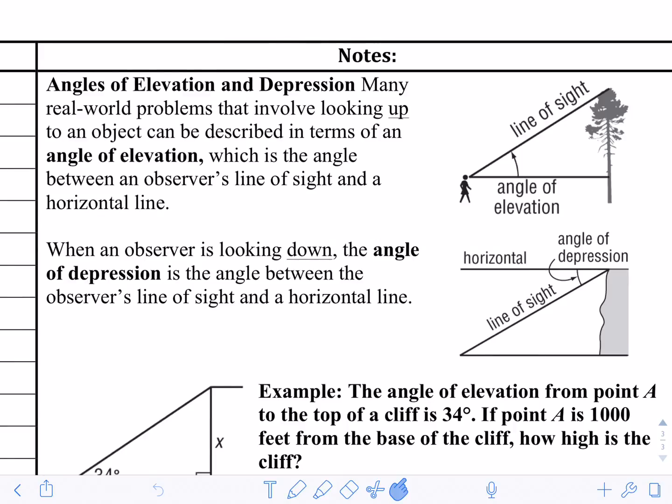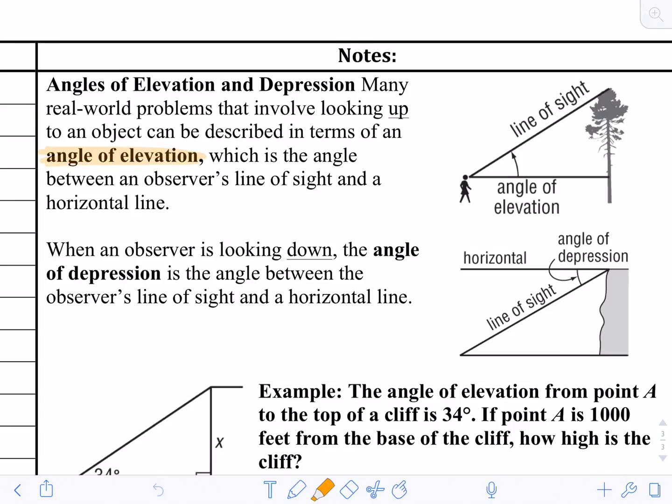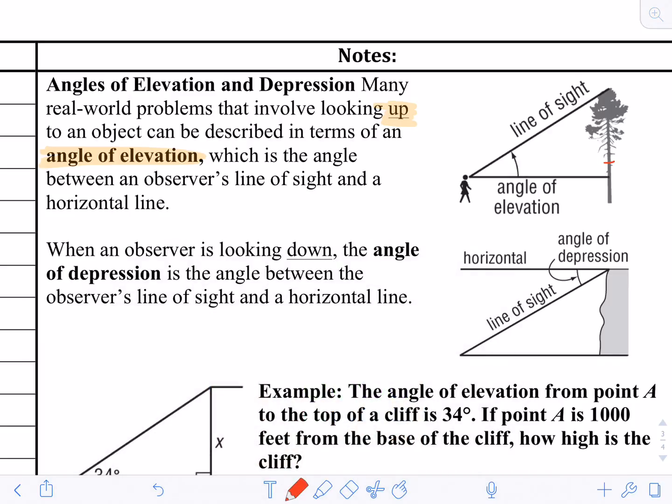Many real-world problems that involve looking up to an object can be described in terms of an angle of elevation. So what I'm going to do is highlight this angle of elevation and highlight this word up. Okay, so looking up is angle of elevation. This is the angle between an observer's line of sight and a horizontal line. So looking at this picture over here, this is my right angle. So therefore, I know that my line of sight is going to be my hypotenuse. So here's your angle of elevation. Okay, so you're looking up.